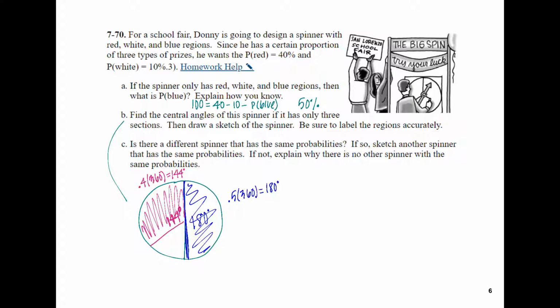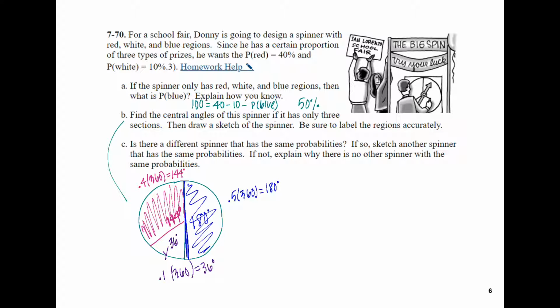To find our white proportion, we have 10%. So we do 0.1 times 360, which gives us 36 degrees. If we add 144, 36, and 180 all up, we are back at 360 degrees and can verify that we did it correctly. Is there a different spinner that has the same probabilities? If so, sketch another spinner that has the same probabilities. If not, explain why there is no other spinner with the same probabilities.